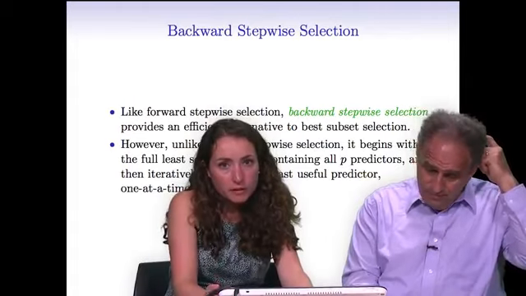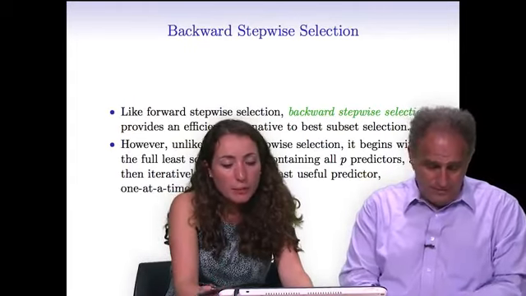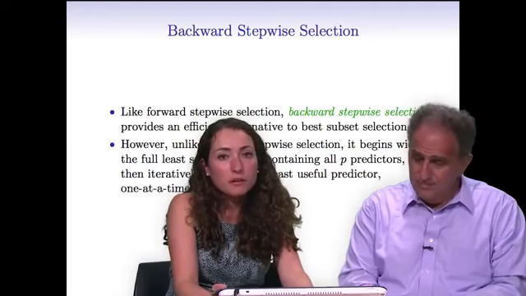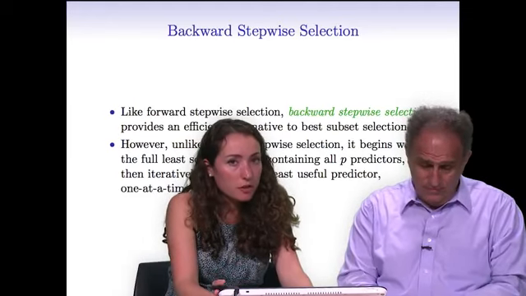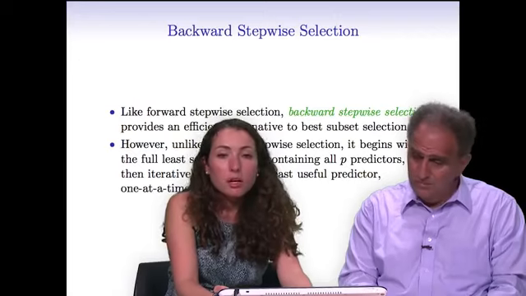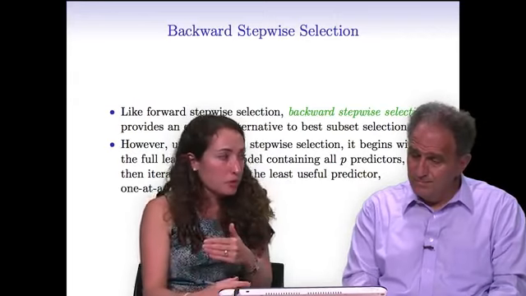So that's forward stepwise selection. And now we're briefly going to talk about backward stepwise. And backward stepwise is, once again, just like forward, an efficient alternative to best subset selection. But it actually is exactly the opposite of forward stepwise.